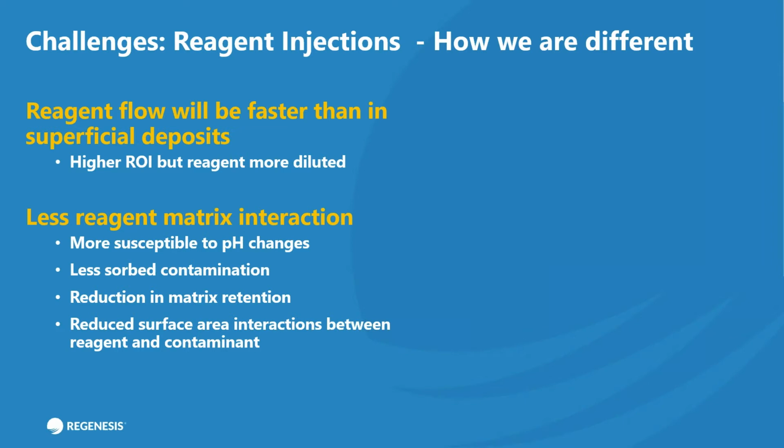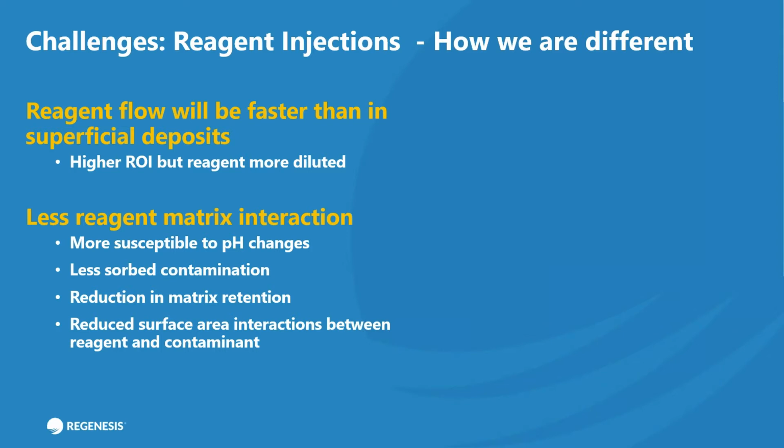With regards to the reagents that we're injecting then, how is it different on fractured bedrock sites? And then crucially, how is REGENESIS slightly different when it comes to the reagents that we offer? So the reagent flow will be faster on fractured bedrock sites than in superficial deposits, so soils, silts, sands, clays, things like this. This has an advantage though. It means that you will have a higher radius of influence.